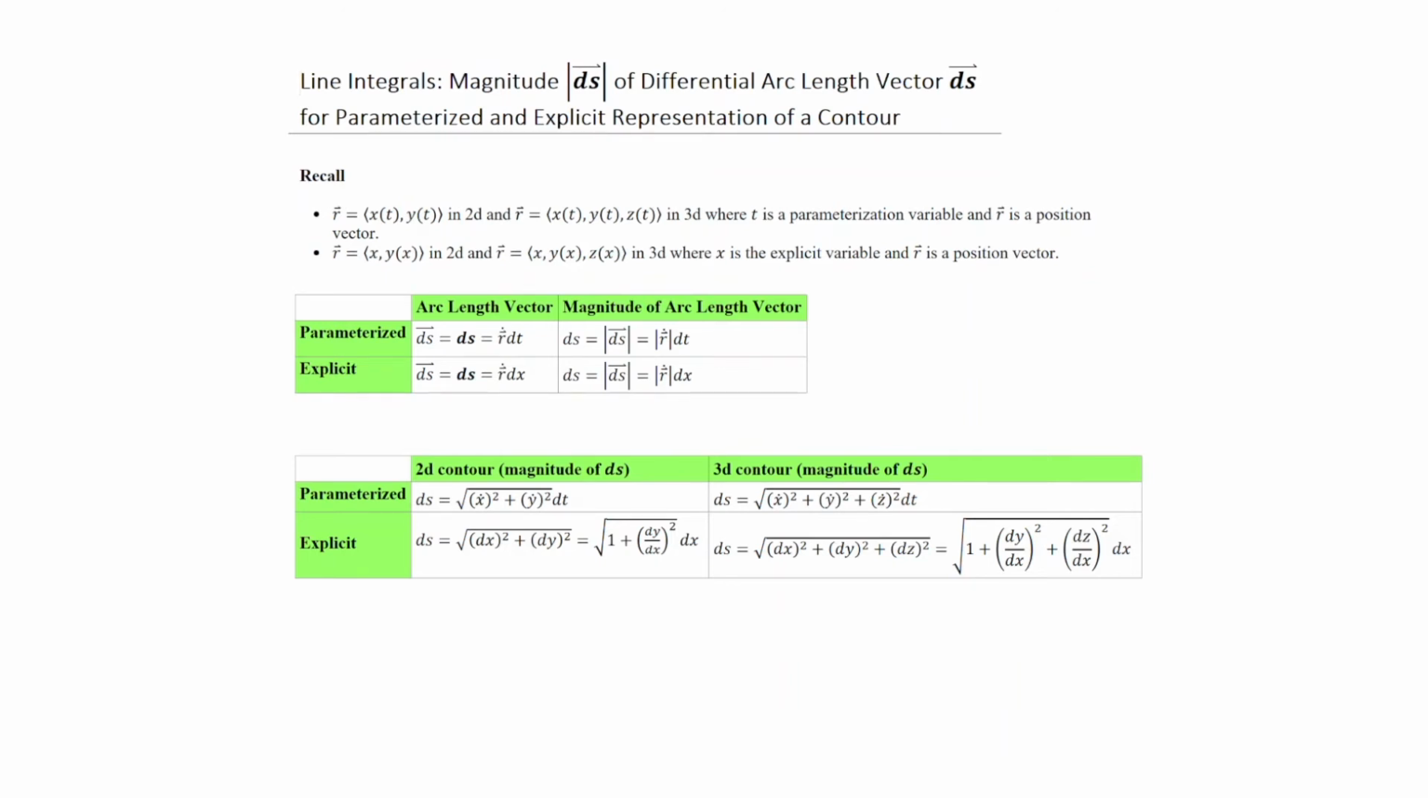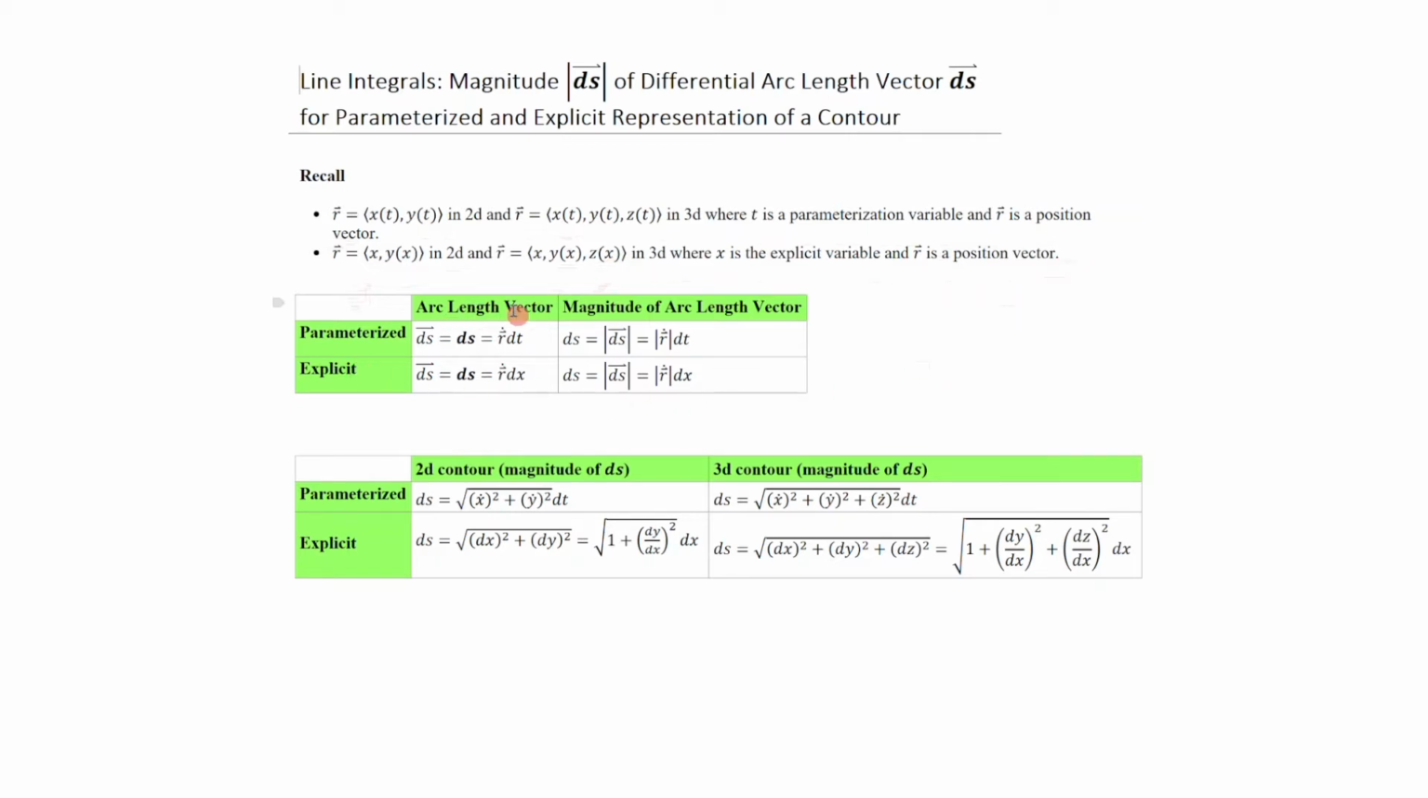Okay, so now the question would be, we need the magnitude of the differential arc length vector ds for the parameterized and explicit representation of a contour. So again, recall this is a position vector in 2D, the position vector in 3D. This is where t is a parameterization variable and r is a position vector. In the explicit case, we would have in 2D x and y as a function of x, and in 3D y of x and z of x. And x is the explicit variable. Again, r is a position vector.